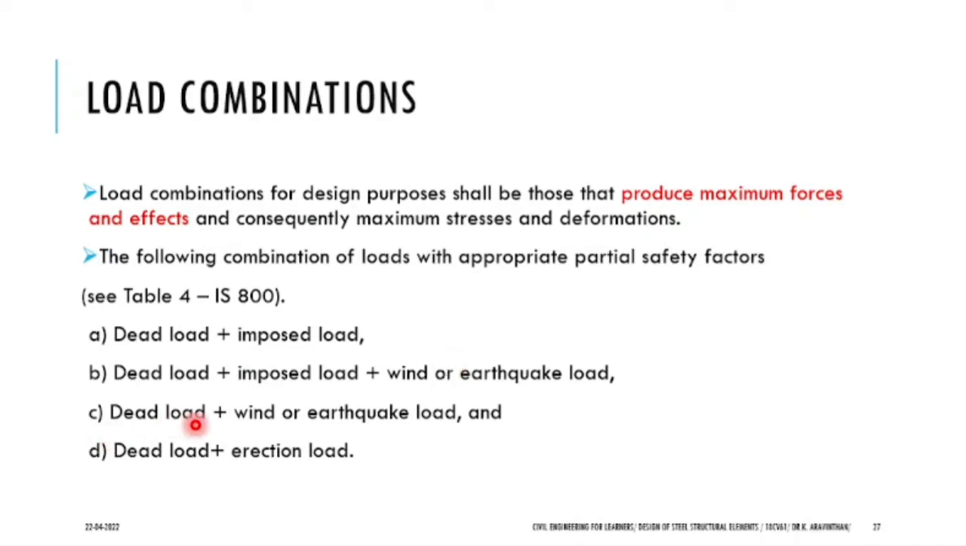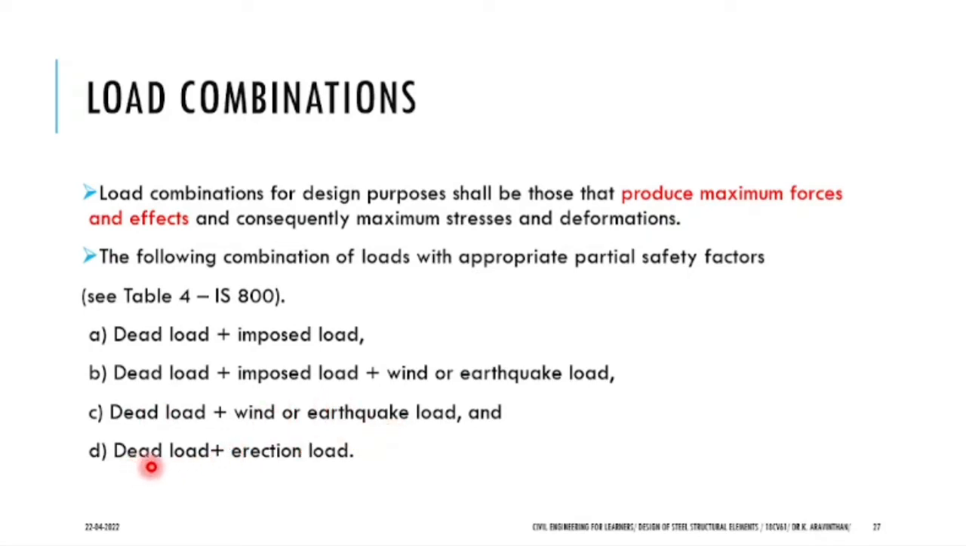The case C, that is dead load plus wind or earthquake without considering the imposed load. So can you say that the bending moment due to imposed load will be higher, or the bending moment due to earthquake load will be higher? By your reasoning power, you tell me which bending moment will be higher. When you consider earthquake force, your moment will be higher, yes or no? So that is why they have eliminated imposed load here. You consider only dead load and wind or earthquake load, then you can proceed with your design.